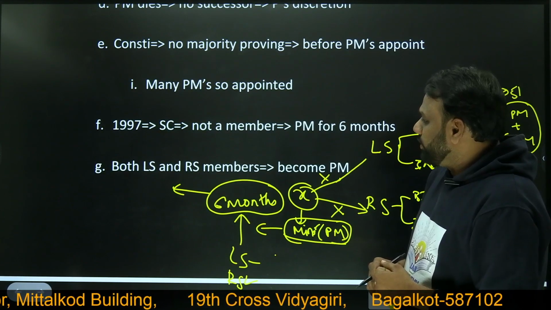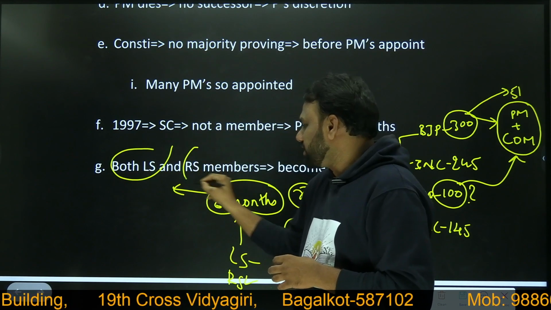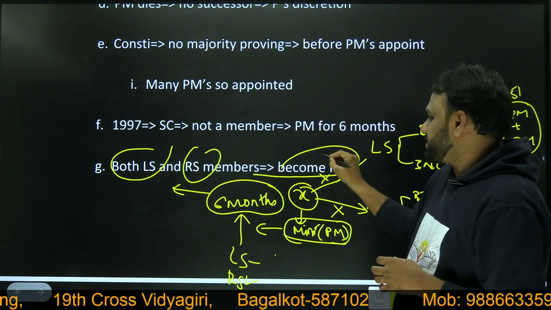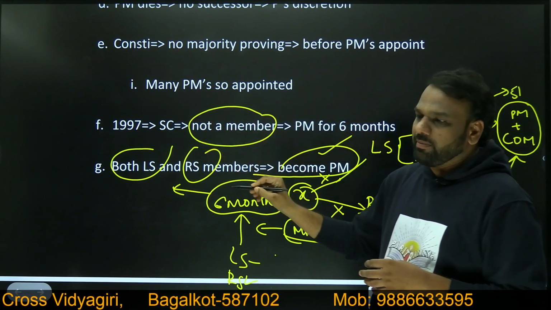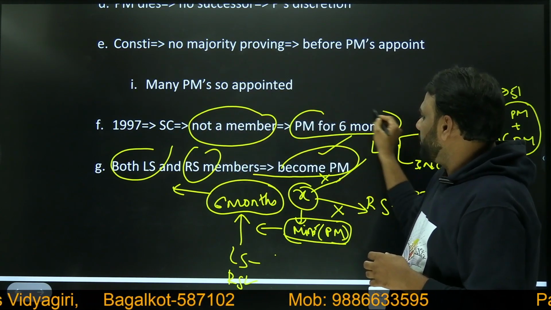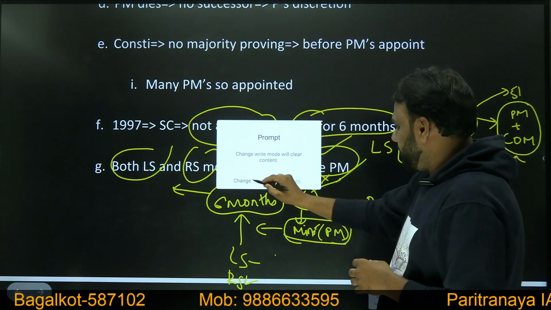So here it became clear that both Lok Sabha members as well as Rajya Sabha members can become Prime Minister. And a person who is not a member of either Lok Sabha or Rajya Sabha can become Prime Minister for 6 months.